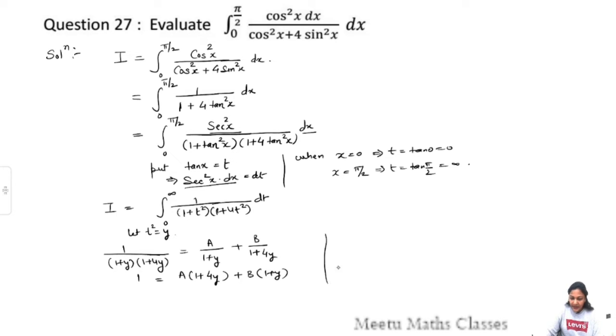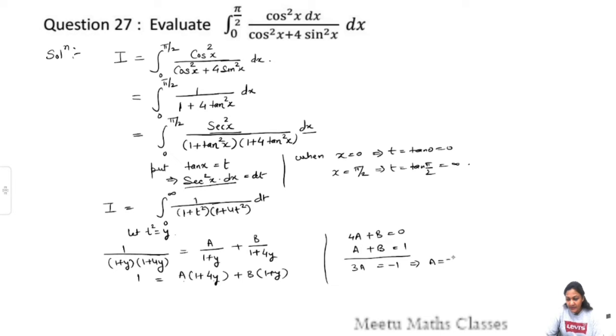Now on comparing the coefficients of y will give 4a plus b is equal to 0, and by comparing constant terms we will get a plus b is equal to 1, and by subtracting we will get 3a is equal to minus 1.